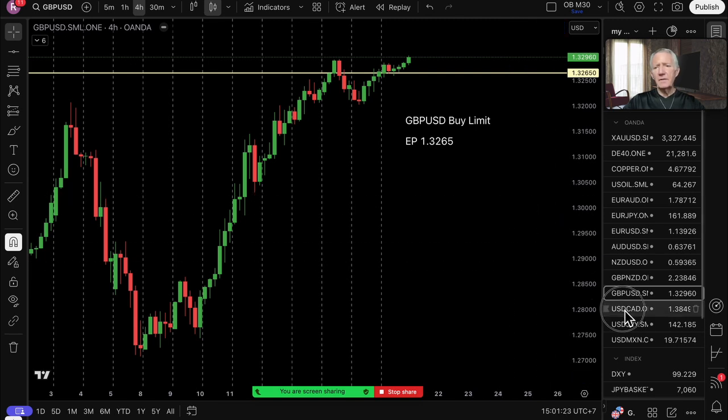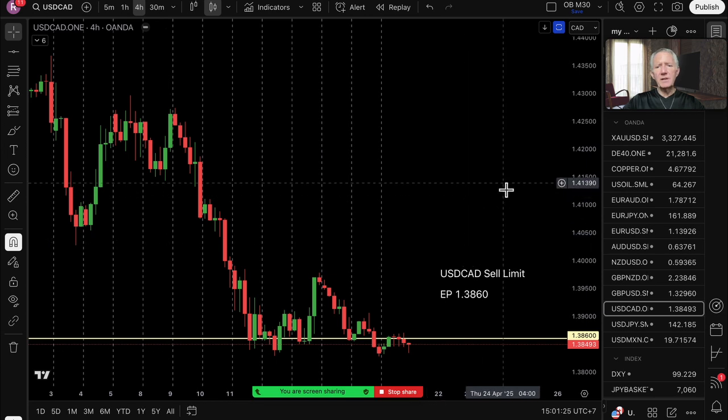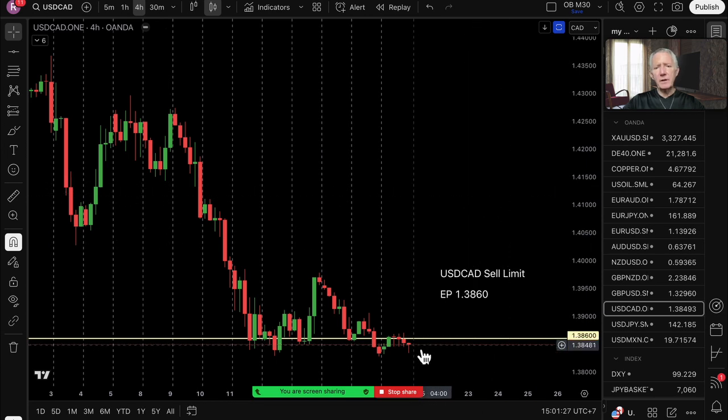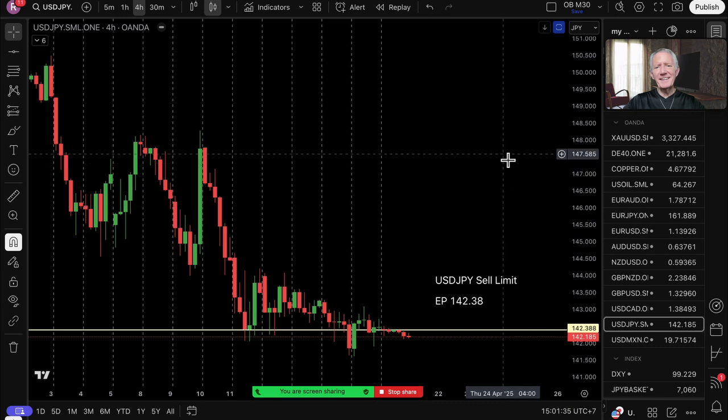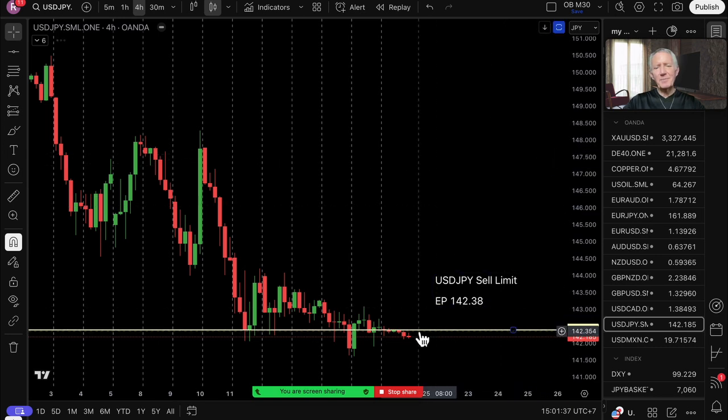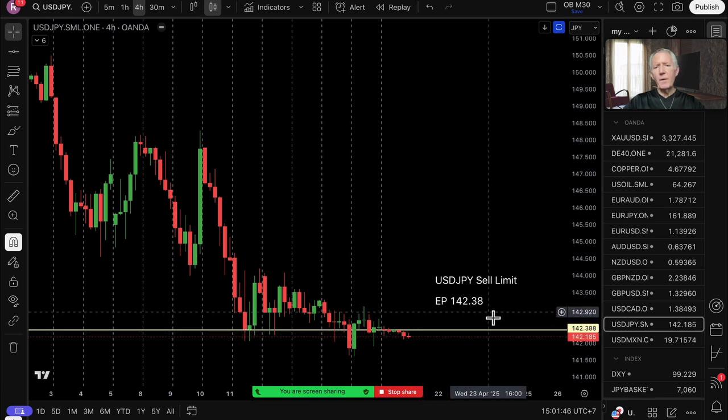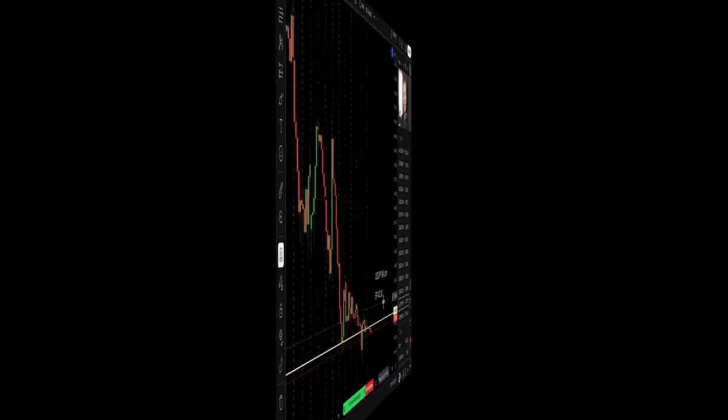And then the USD CAD, I have a sell limit on that one. Let it retrace just a little bit back to our resistance point there at 1.3860. And then the UJ, you can just sell the UJ, okay, market execution, or let it retrace just a few pips, just a little bit. My sell limit is at 142.38 on the UJ.